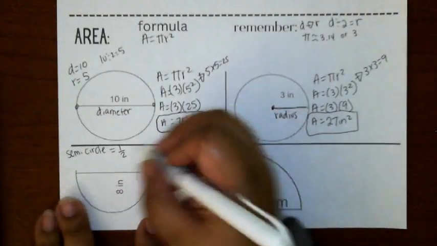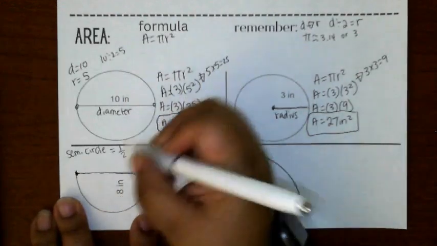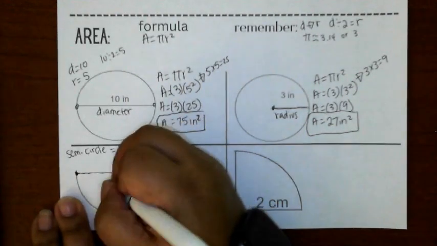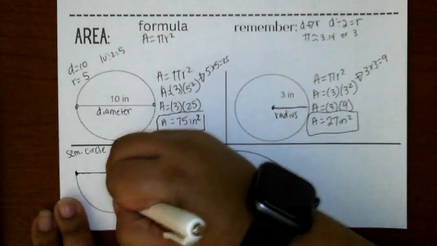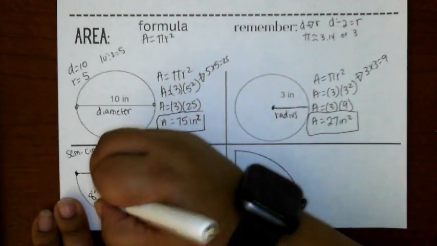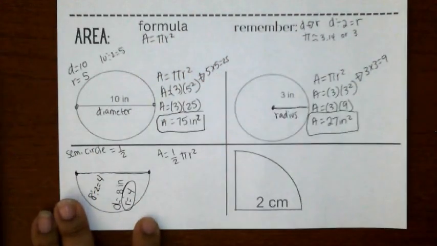Now, this is saying that from here to here, this is the diameter, okay? So the diameter is this. I need the radius, so what do I do? I take 8 divided by 2. I'm going to get 4. So this is what I need to use, okay?